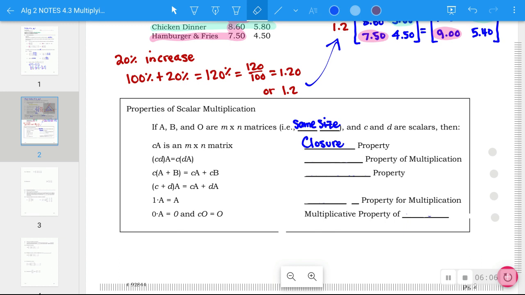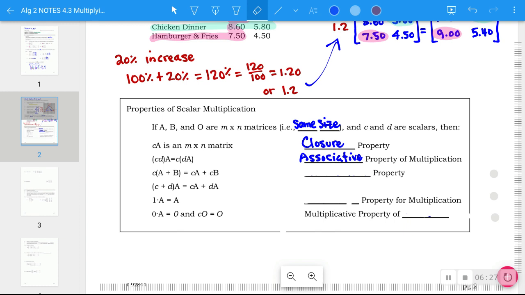And then the next one here is if you have C times D, both of them scalars, and you're multiplying that by A, then you can regroup it and say D times A, and A is a matrix, and then times C later, and that's called the associative property. That works with scalar multiplication.